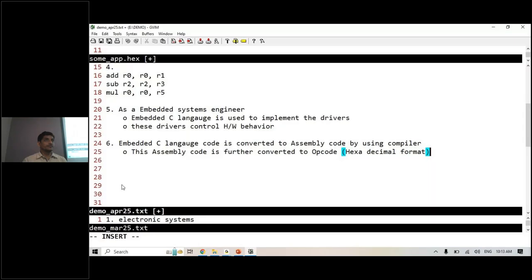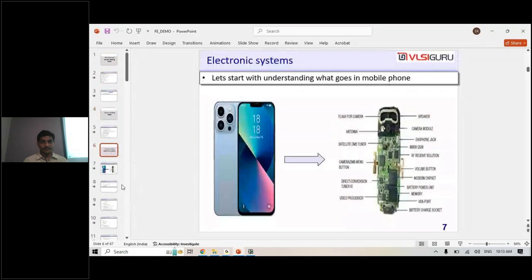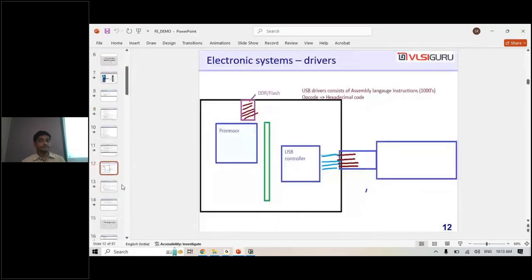When an application or a driver needs to be run, that hexadecimal code, that is opcodes, gets loaded into a memory. Let me take you there directly, to the diagrams. Something like this.